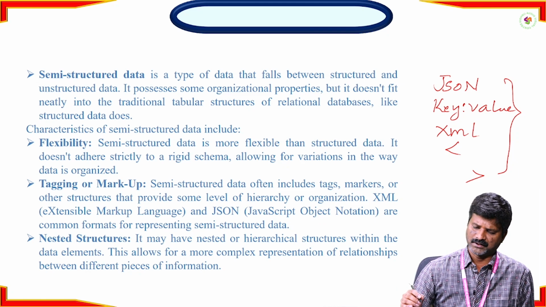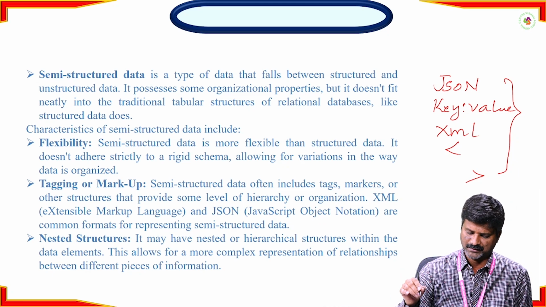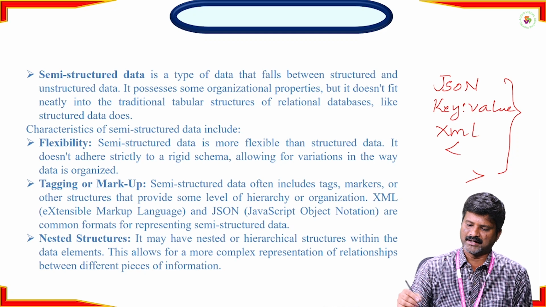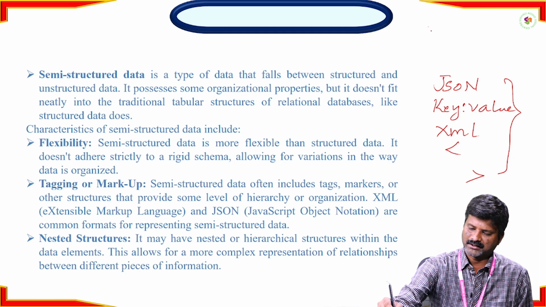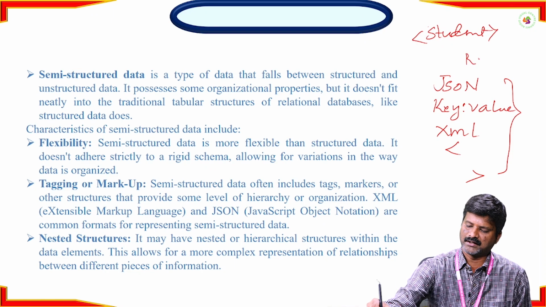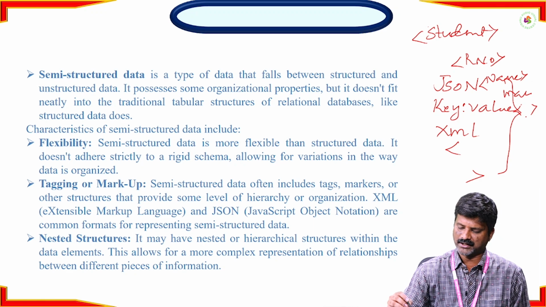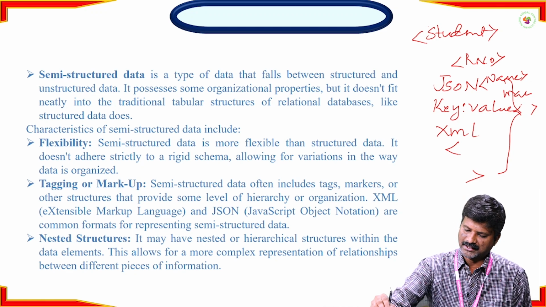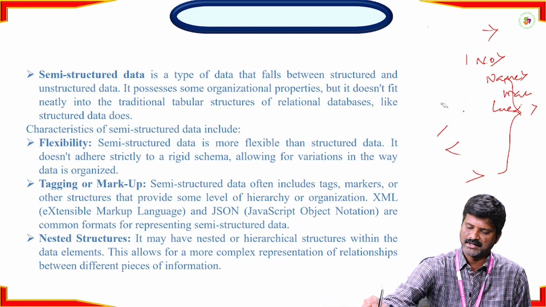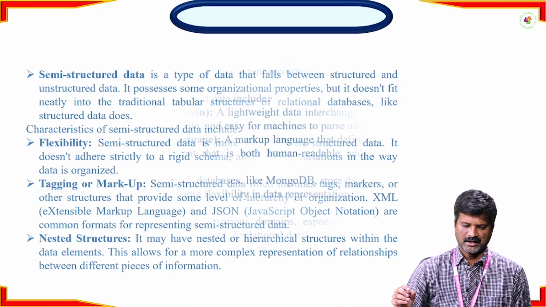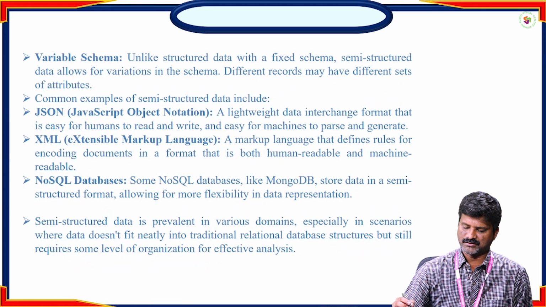And tagging or markup, whatever it may be, like JSON formatted or XML formatted data, comes under semi-structured. So nested structure is nothing but hierarchical data. Suppose I have something like, for example, student, as one tag I am representing. Inside this, you can take different tags, sub tags. You can take roll number, name, marks. Under the marks, different subject marks. You can represent different data in a hierarchical manner. For that purpose also you can use semi-structured data, something like XML formatted or JSON format.